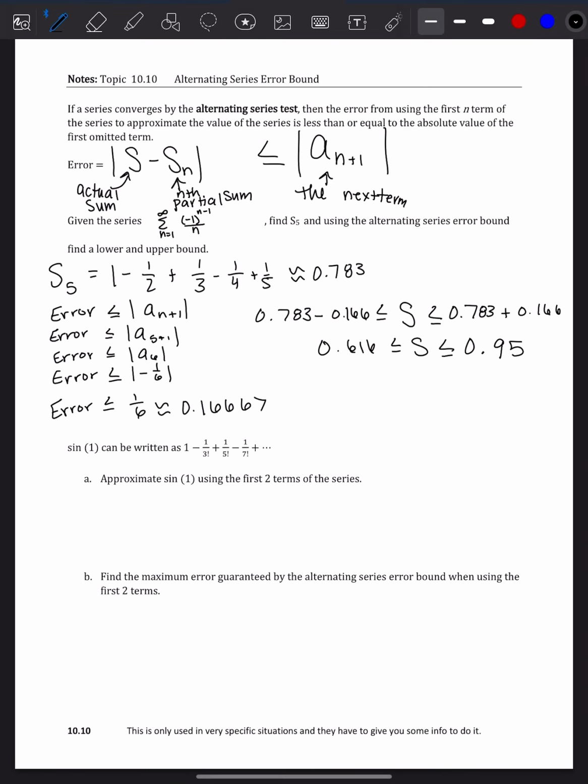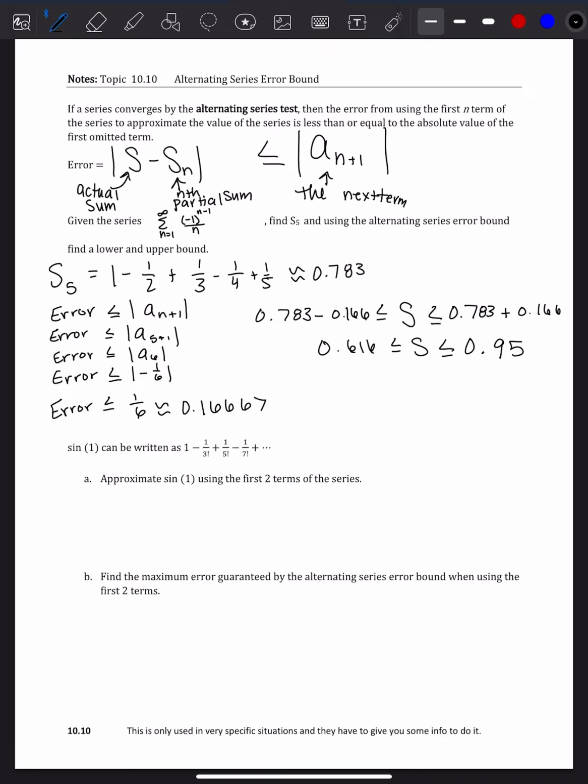So what we have here is our partial sum gave us 0.783, and we know that our actual sum is that 1/6 in between there. So our actual sum is somewhere between these values, and that's actually really cool because we can have an alternating series that we can't actually find the sum of, but we can really get a good estimate for it when we look at so many terms together. And the more terms we look at, the better approximation we get.